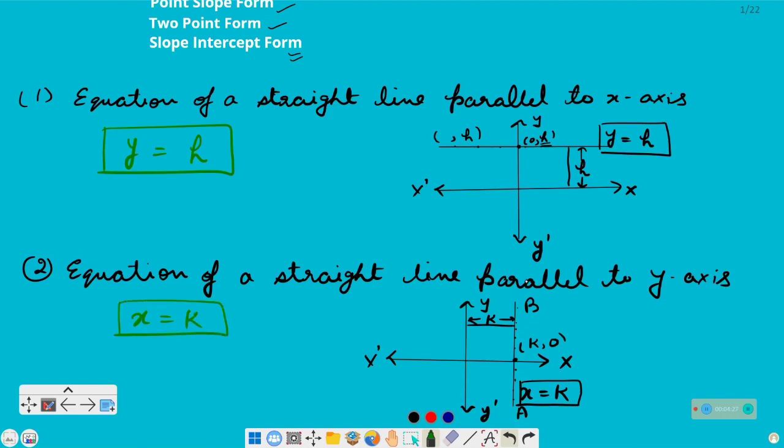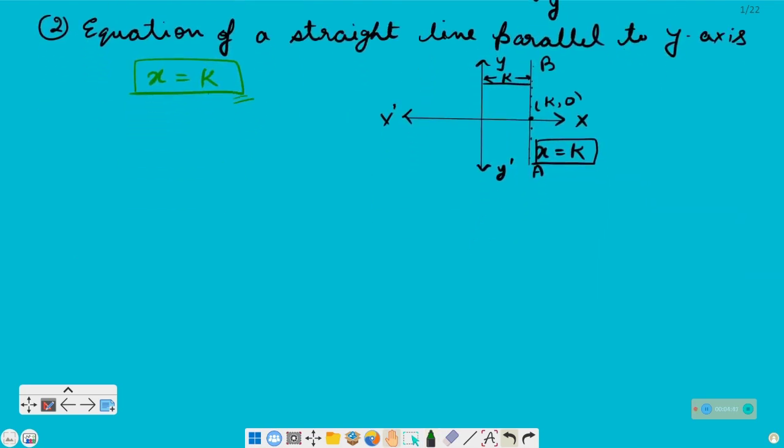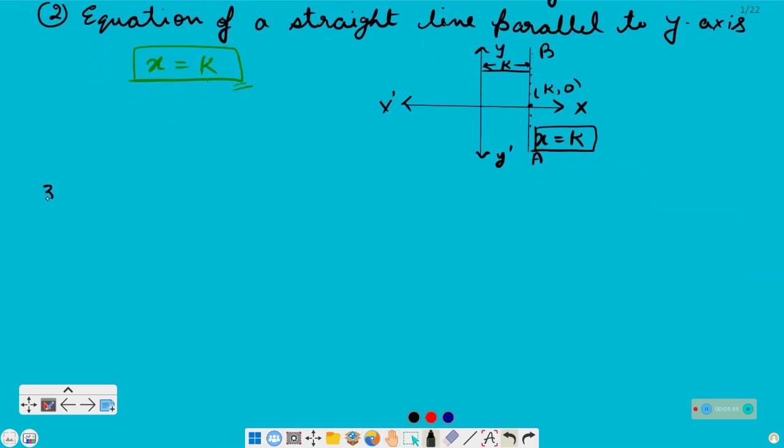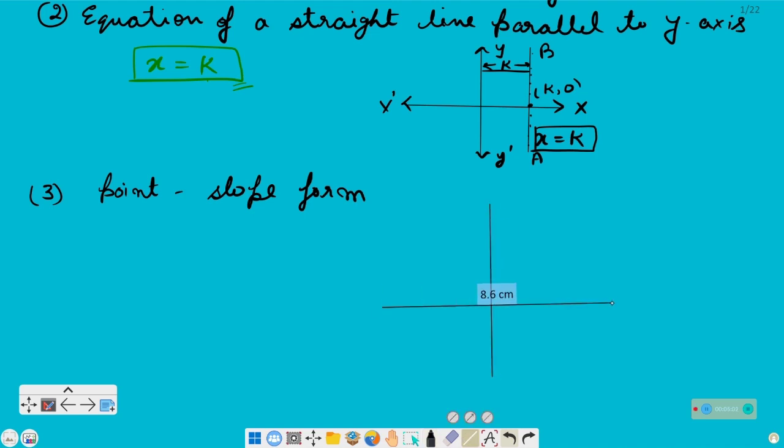Any equation which is parallel to y-axis will be given by x is equal to k, where k is the distance of line from y-axis. Third condition, if a point on the line is given and slope of line is given. Suppose we have to find the equation of this line AB, and m is the slope of this line, and a point x1 y1 lies on it. Two conditions are given, slope of the line and a point on the line.